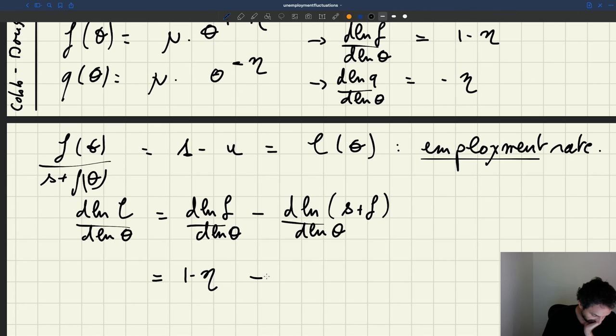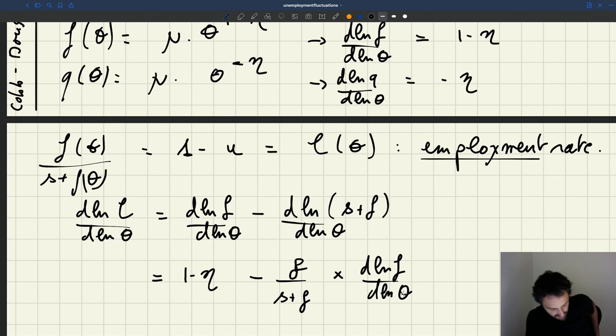Now d log (s plus f) / d log theta, that's pretty simple. There are several ways to go about it. So s is a constant. What do you get when you do that? Well, when you take the derivative of the log, you get 1 over s plus f times d f / d log theta. So basically the elasticity of s plus f is just f over s plus f, the relative weight of f in the total expression s plus f, times the elasticity of f with respect to theta.